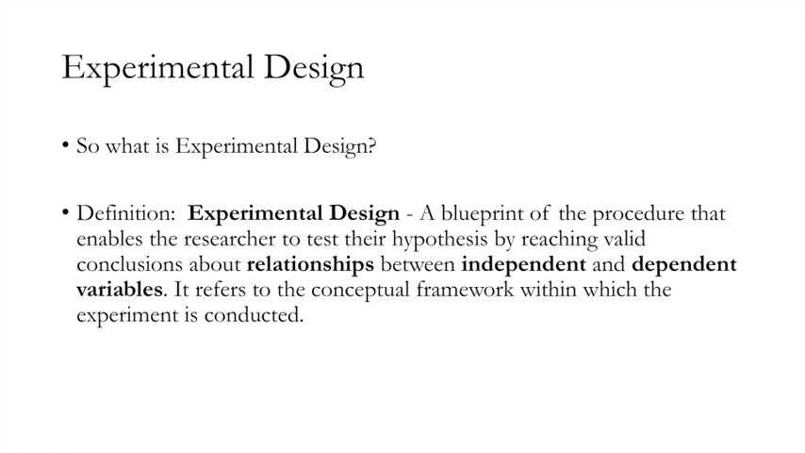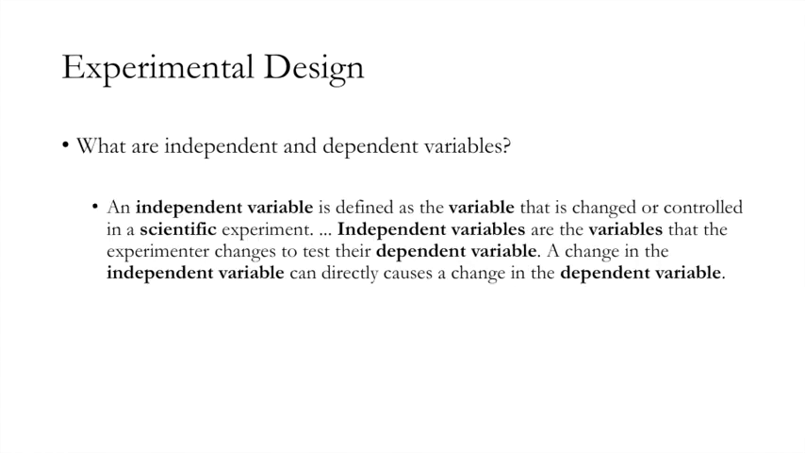Okay, independent and dependent variables, what do I mean by that? An independent variable is defined as the variable that is changed or controlled in a scientific experiment. Independent variables are the variables that the experimenter changes to test their dependent variable. A change in the independent variable can directly cause a change in the dependent variable. Okay, this is important.